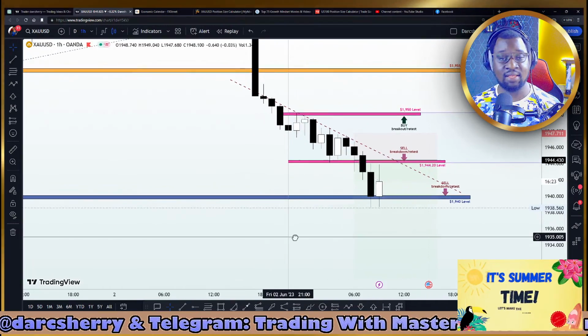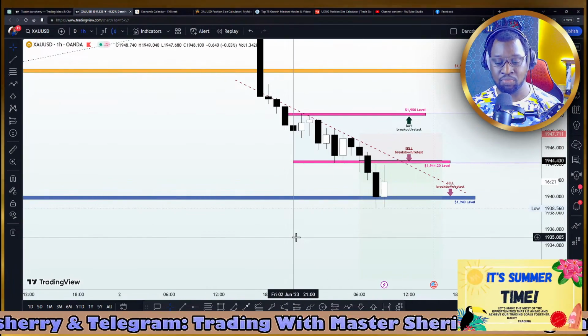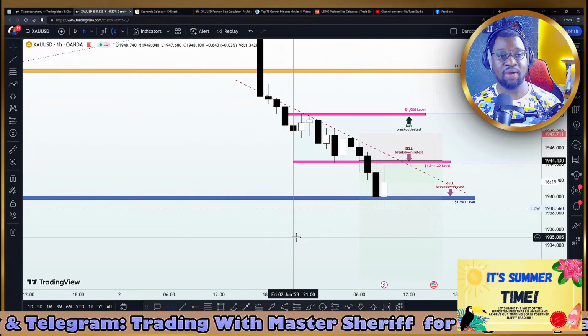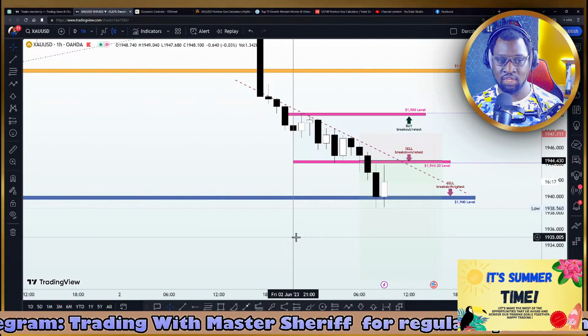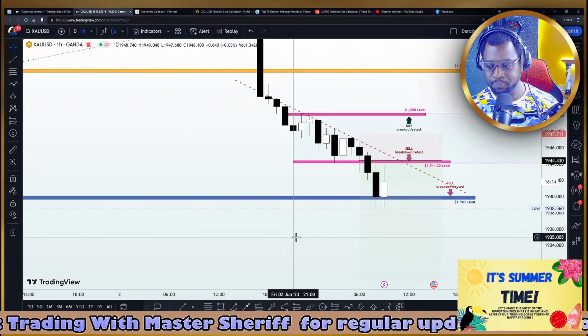It's a simple setup. Mark this out on your chart, and trust me, I will be with you in the comment section of both my TradingView and Telegram platform to give you updates as at when due.